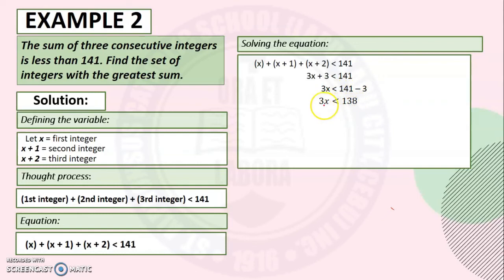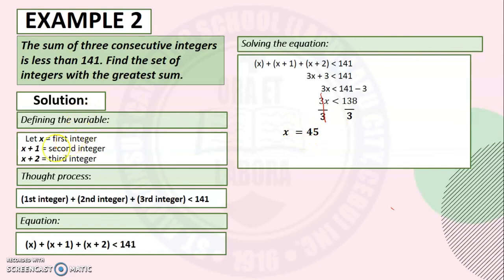Now let's solve for x. So we will divide both sides by 3. And then 3x divided by 3, cancel 3. This is equal to x. And then we will just copy the inequality symbol, or we will change this one to an equal sign. 138 divided by 3 is 45. So we have now the value of our first integer, which is 45.